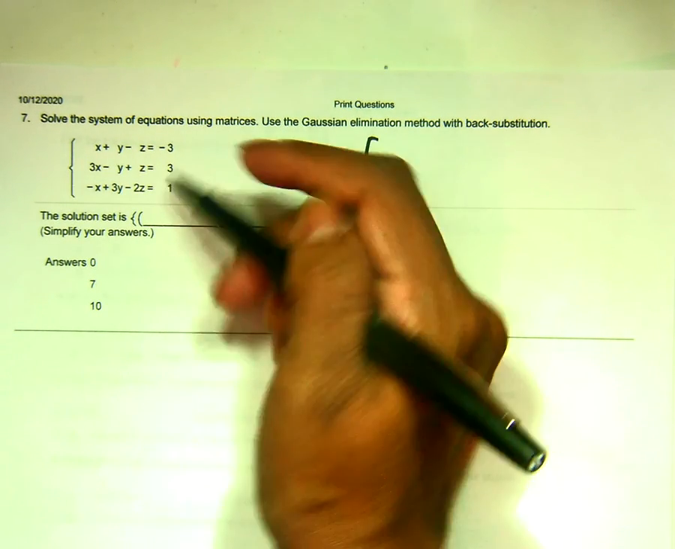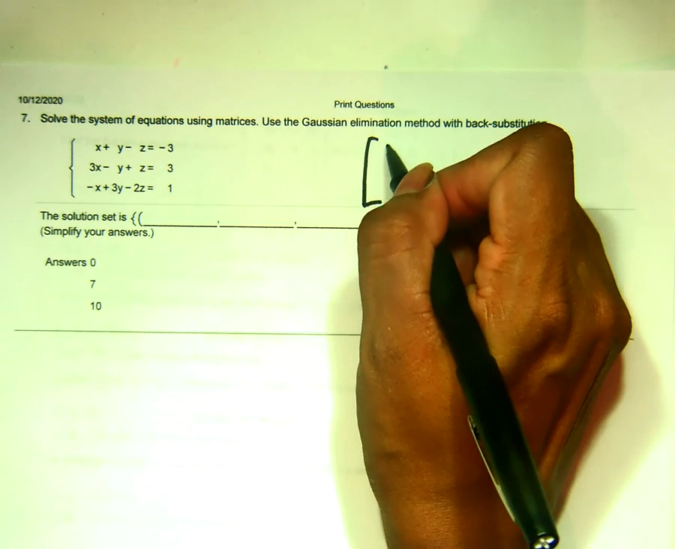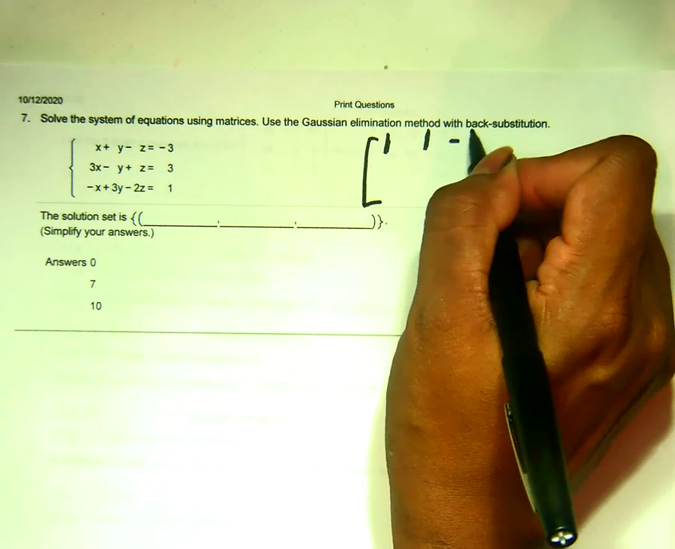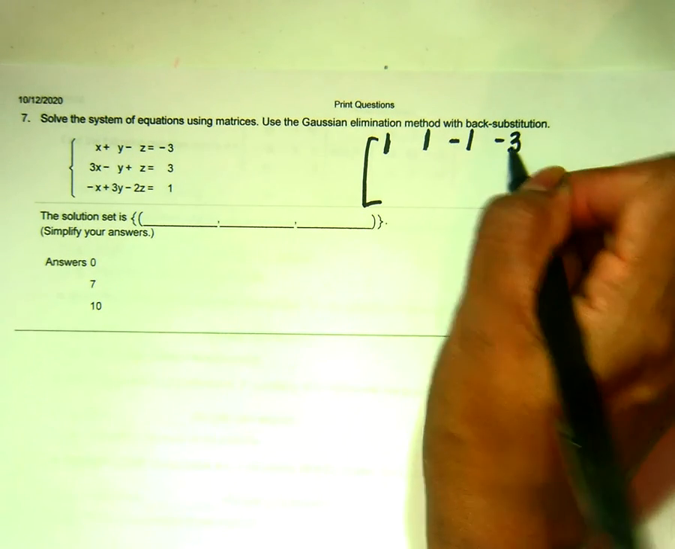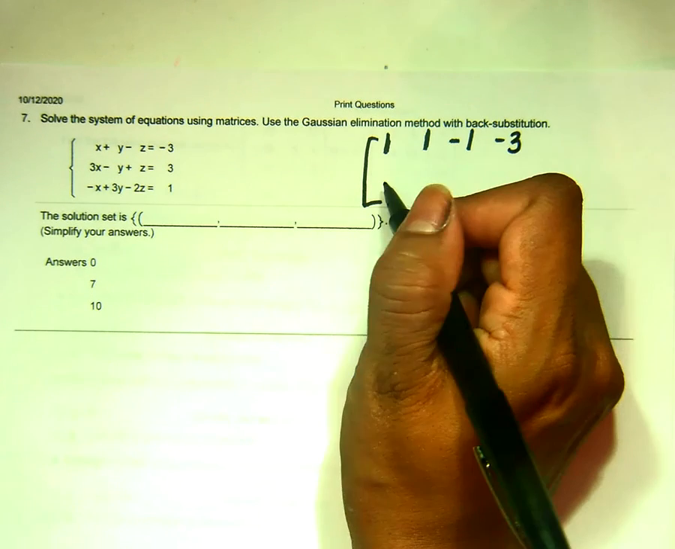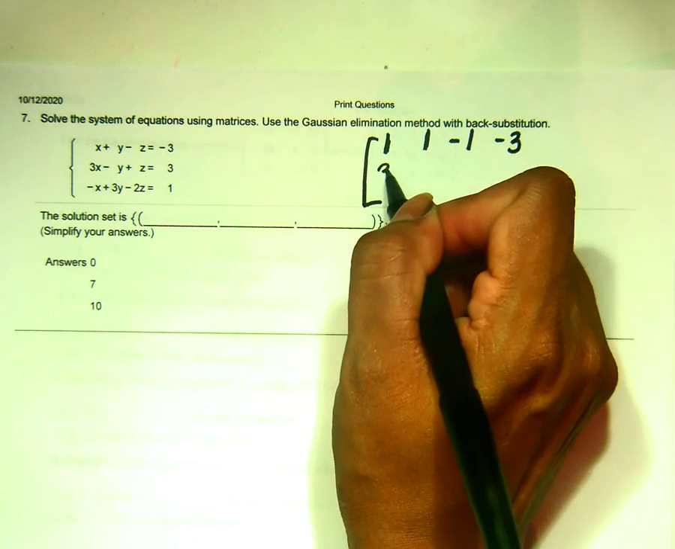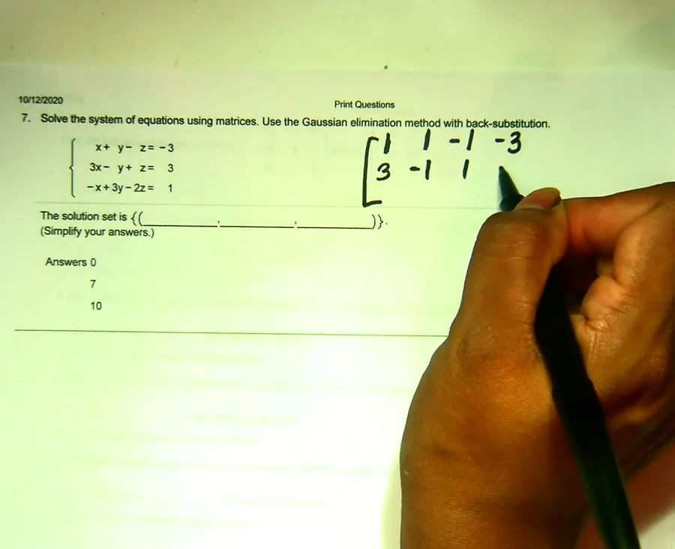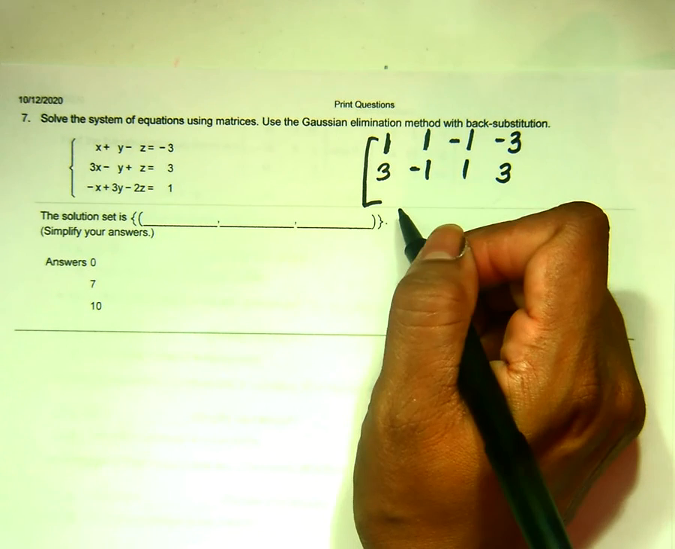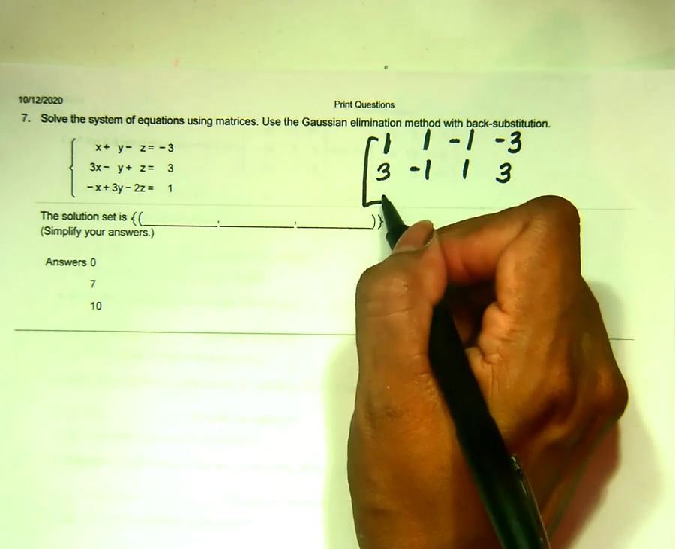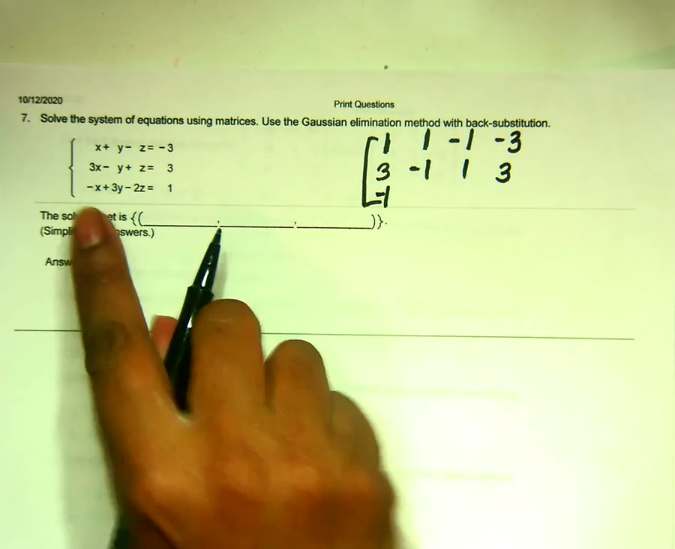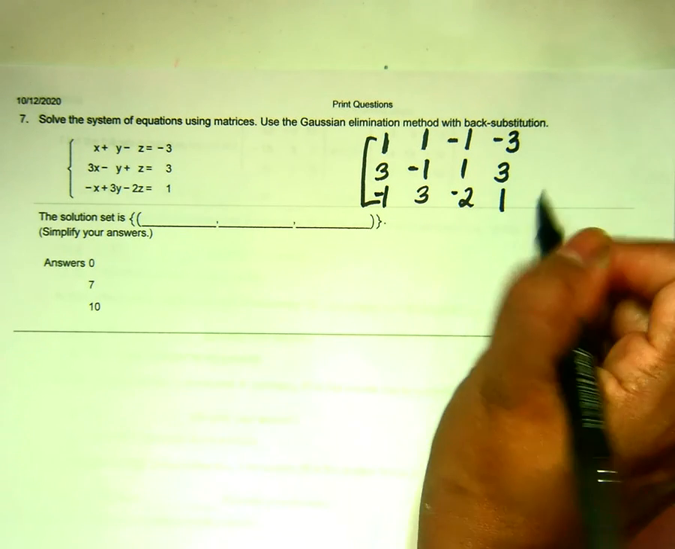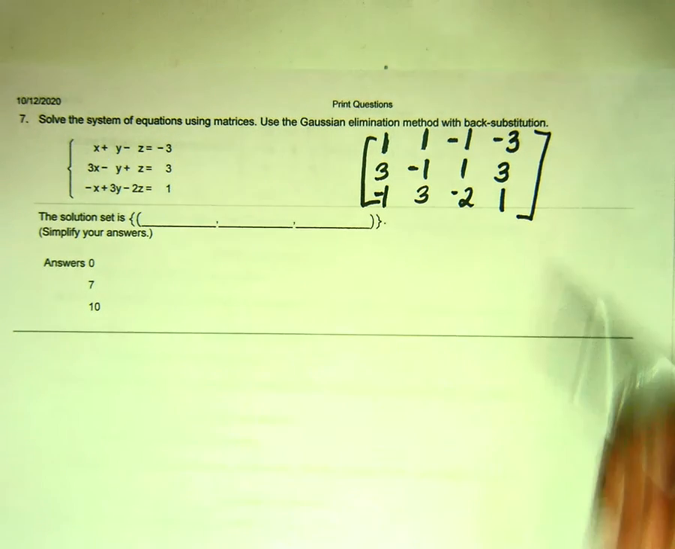Then you have what it equals. So using your first row, I see 1x, I see 1y, and I see a negative z, then I see a negative 3. So that's my first row. Second row, I see a 3, a negative 1, a positive 1, then it equals positive 3. Then for your last row, negative 1, because it's a negative x, 3, negative 2, and then 1. Then I'm going to close it with my bracket.